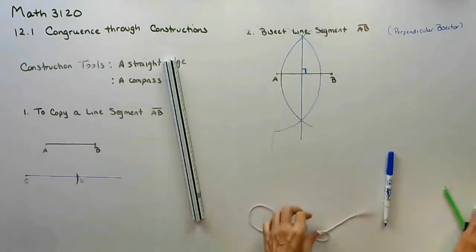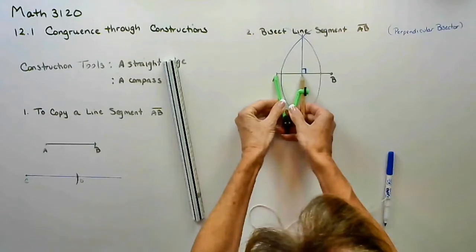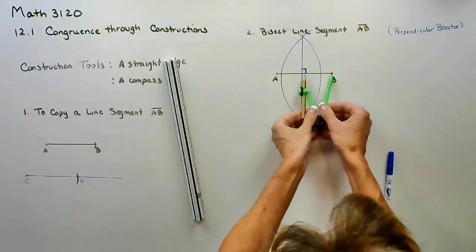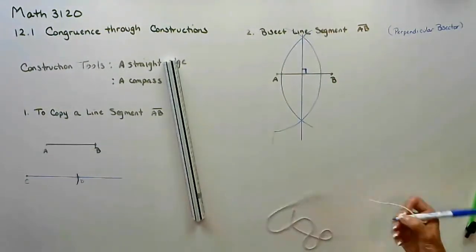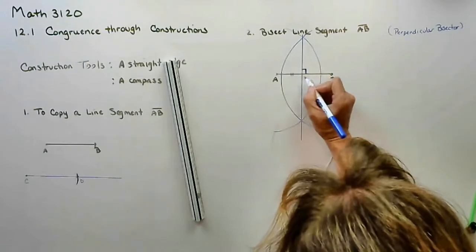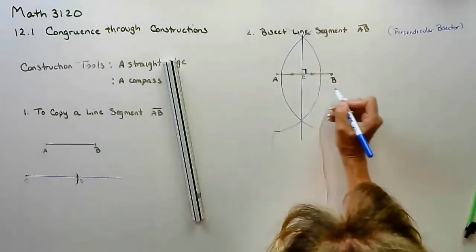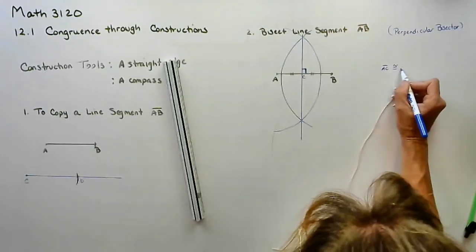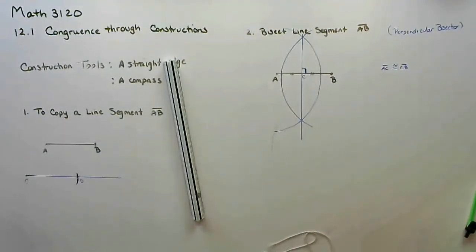You could measure it with your compass. If I go from one end point to that point of intersection, that should be exactly the same as if I come from the other end point to that point of intersection. So now these two segments are congruent. So I now know A to C is exactly the same. Measure, therefore they're congruent. So you just swing an arc.